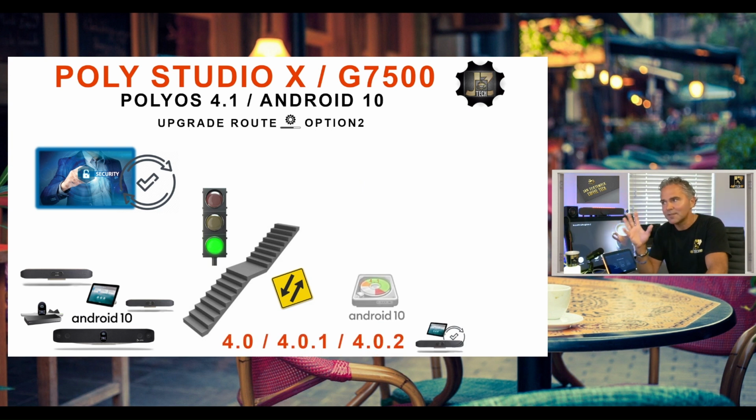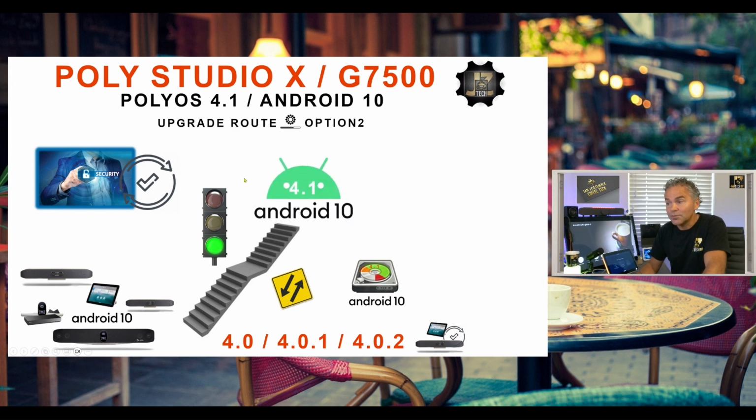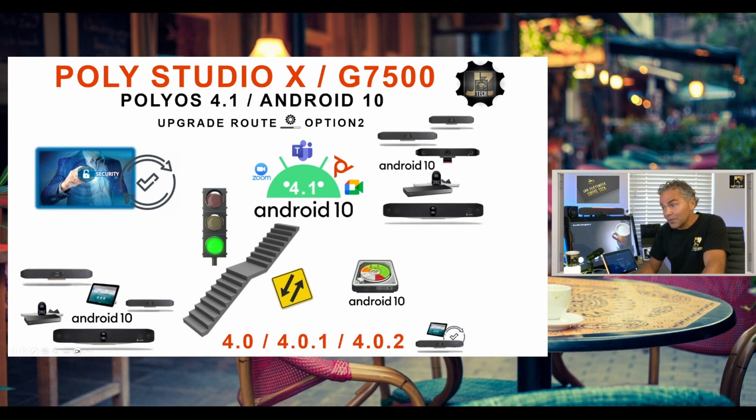The next option is you are already on 4.0, and so you're already running Android 10 on your devices. You're on 4.0, 4.01 or 4.02, then you are also eligible to upgrade to 4.1. Absolutely, using the web UI or using PolyLens. Of course, that is what I will show you a bit later, but you can use all those methods. But same thing, your image will be upgraded to 4.1.